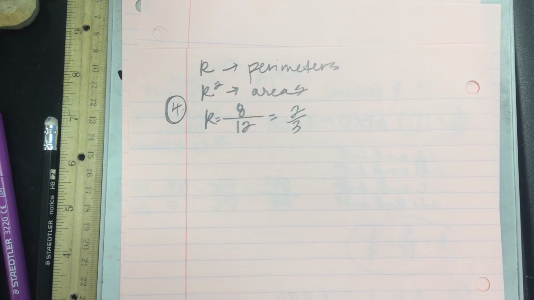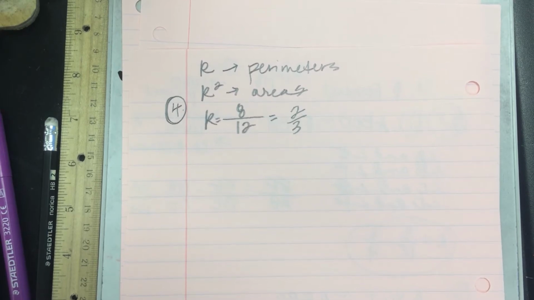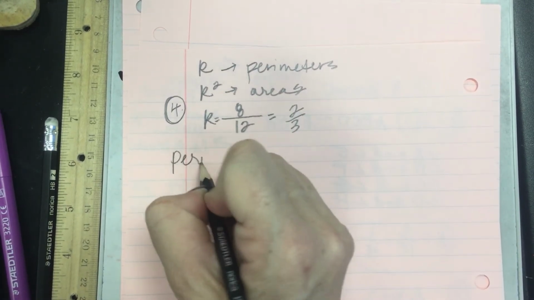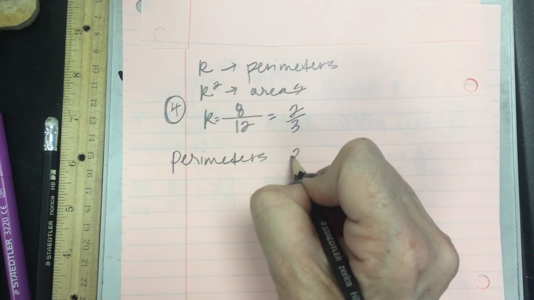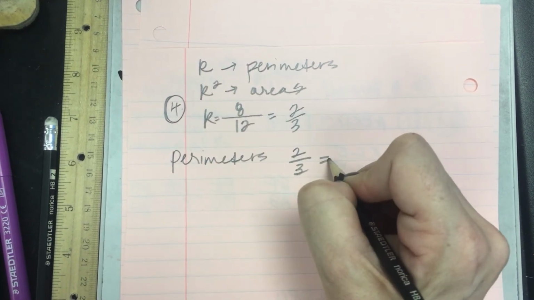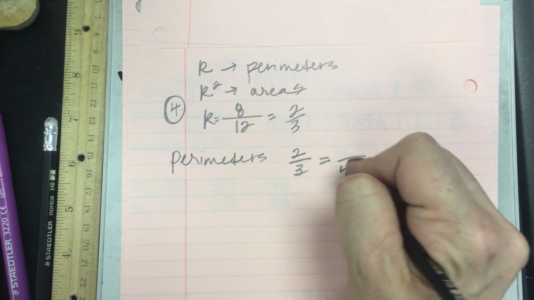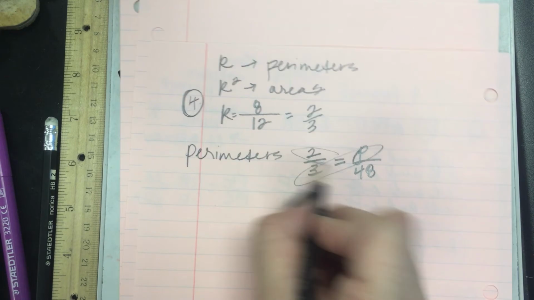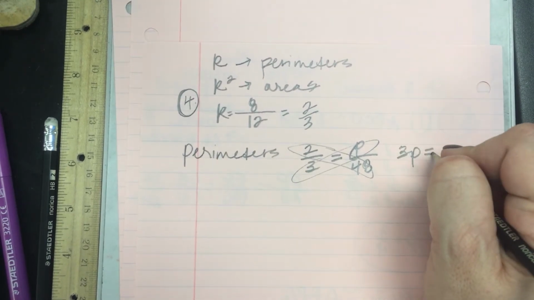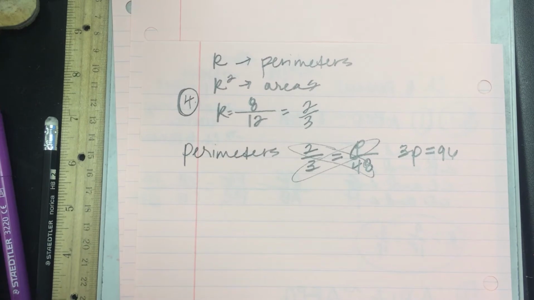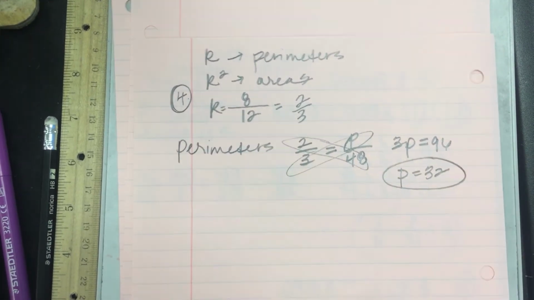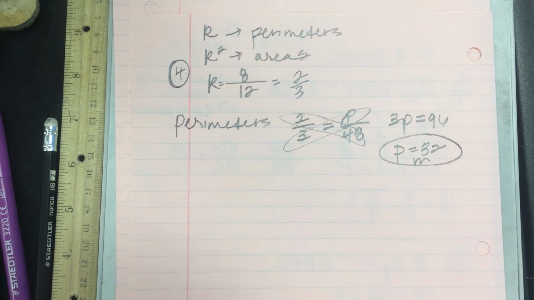The larger triangle has a perimeter of 48 meters and an area of 180 square meters. Find the perimeter and area of the smaller. All right, for perimeters, I'm going to use my 2/3 is equal to, what did we have? The larger triangle has a perimeter of 48. I'm going to use a little p up here for the perimeter of the smaller. 3 times p will be equal to 2 times 48, which is 96. And then when I divide 96 by 3, I find out that the perimeter of the smaller one is 32. Perimeter of smaller is 32, and this is meters.